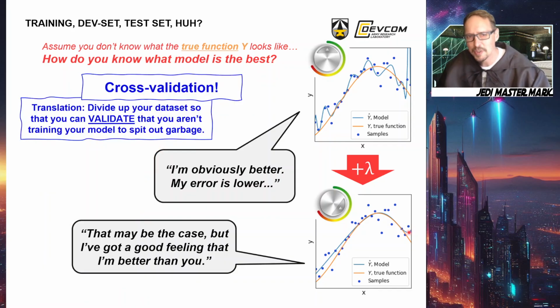So the way we have to address this is called cross-validation. And what it effectively means is that you're going to take all of your data set and divide it up so that you can validate that you aren't just creating a model like that above that's not going to do a good job at predicting on new data.